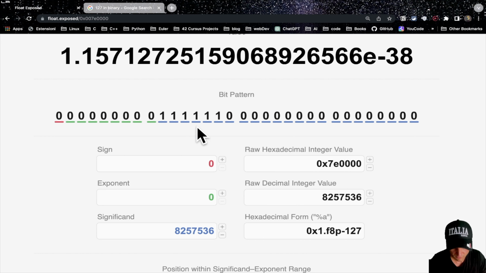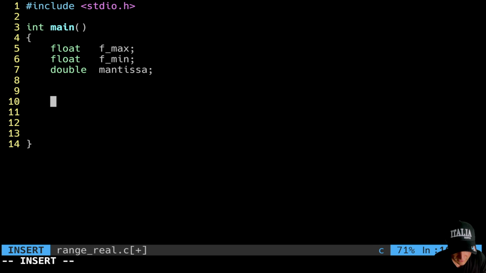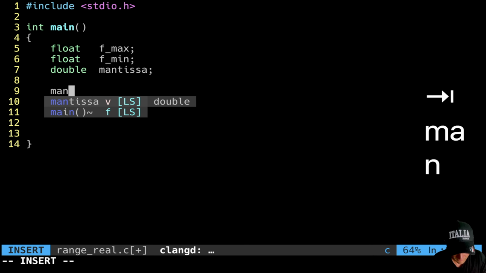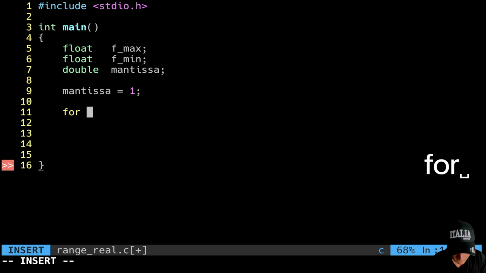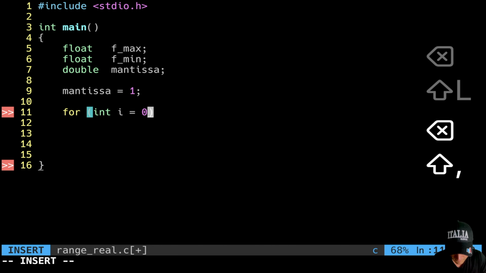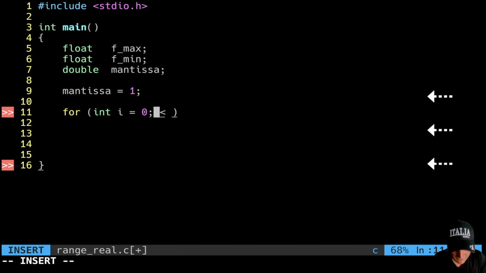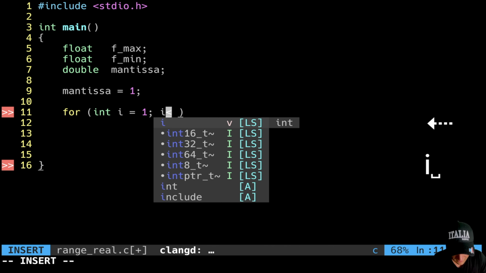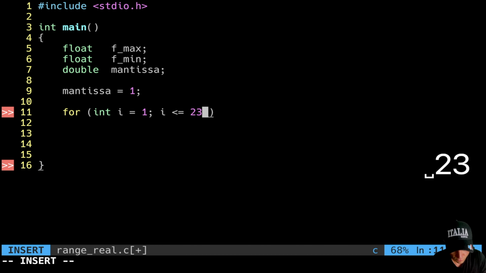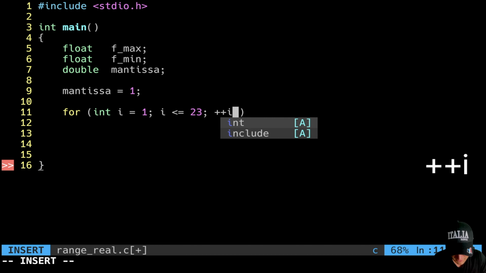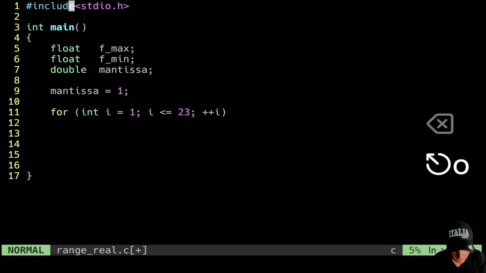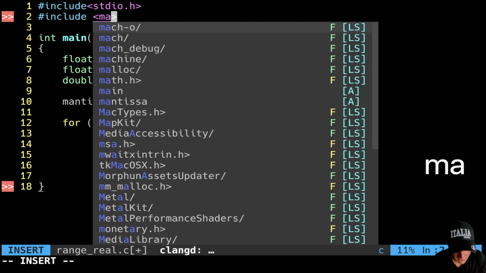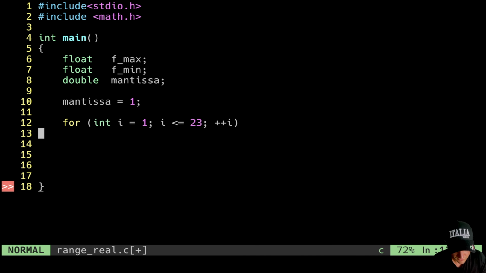So we need a way to write this in code. So I can do a loop. I can say mantissa is equal to 1. This is implicit. And then I do for int i is equal to 0, no, not 0, but 1. i is less than or equal to 23, and plus plus i. Okay. Then what do we do? I need the power function. So I'm going to include math.h, and we are going to use the power function.